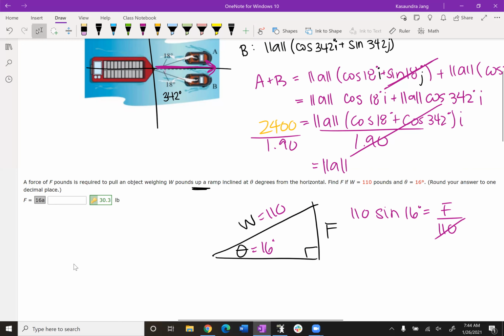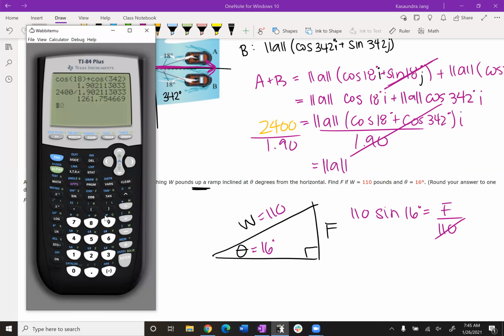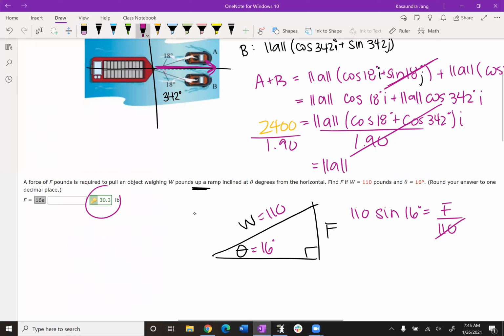So let's see here, 110 times sine of 16 degrees. All right, 30.32, I guess 30.3 if they want me to round to one decimal place. So 30.3 pounds, that's where this came from.